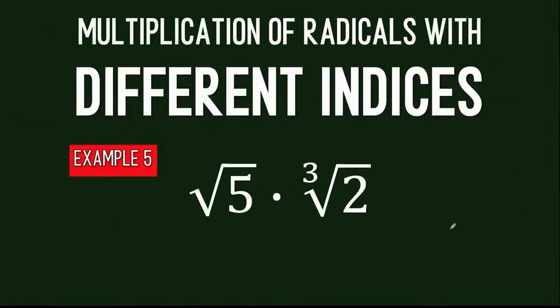Now let's proceed to the second case when the indices are different. Here is an example. Square root of 5 times cube root of 2. In this form, we cannot use the product property of radicals because the indices are different. We have 3 and 2. So what are we going to do?